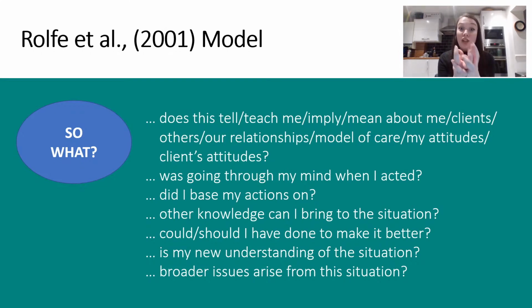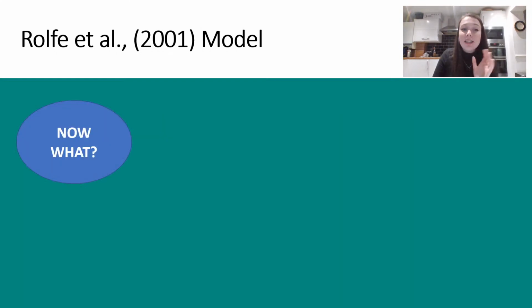So you've got what the issue was, what the problem was, what the difficulty was. And now you're analysing it, looking at it in a different way and from different angles, and seeing how it looks from all these different angles. That's the purpose of this bit of the model. And now we come on to the last bit of the model, which is the now what.